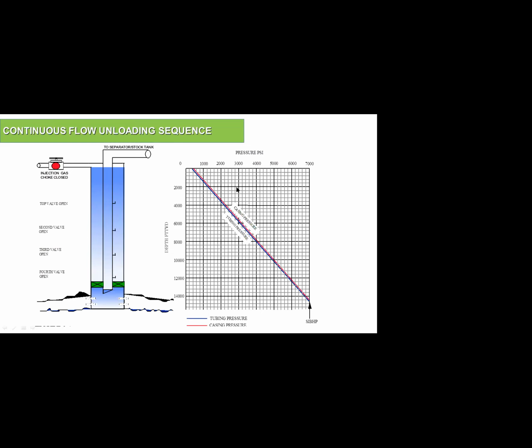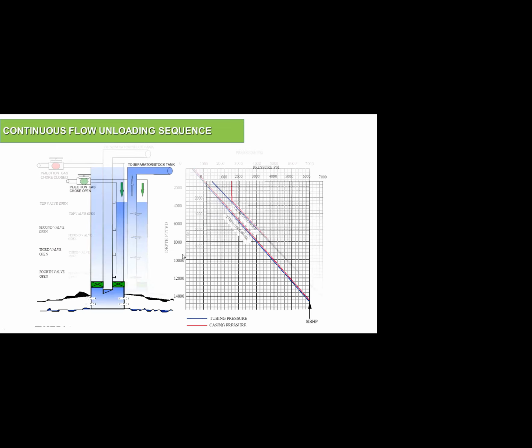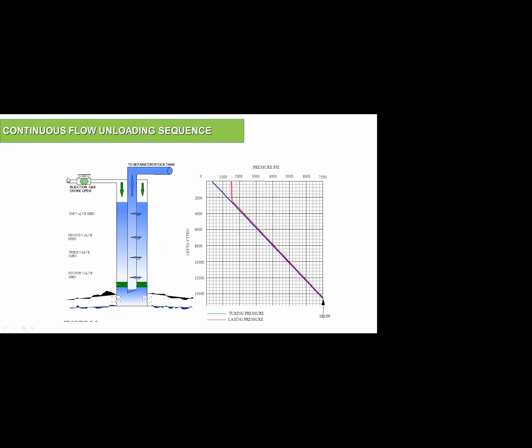So normally I have this fluid, the well is killed, so I have a tubing gradient of the completion fluid, and it leads me to the reservoir pressure. Then I start to open the injection gas. I start to inject gas with high pressure. So gas is moving in this direction.